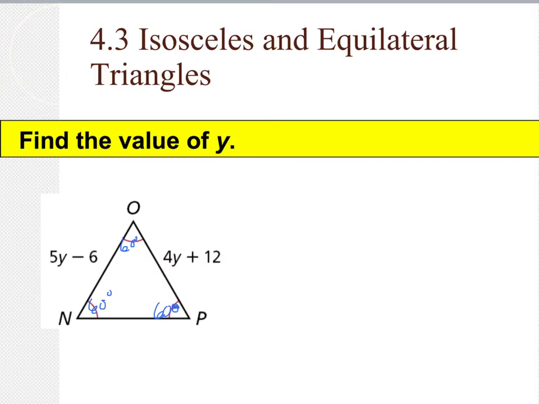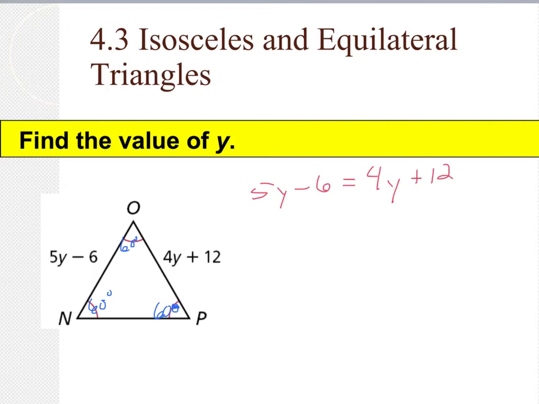We have two side lengths here, which really have nothing to do with the 60-degree angles, right? Remember, all of those angles being 60 degrees doesn't just tell me that it's equiangular, it also says it's equilateral. So if it's also equilateral, we have two expressions for the sides, so set it up as an equation, which is 5y minus 6 is equal to 4y plus 12.